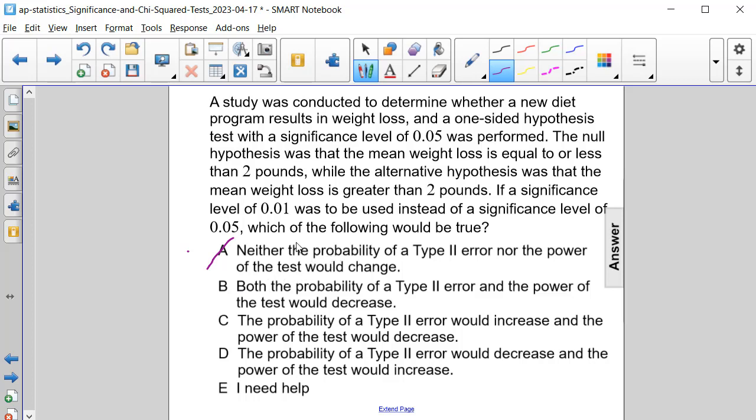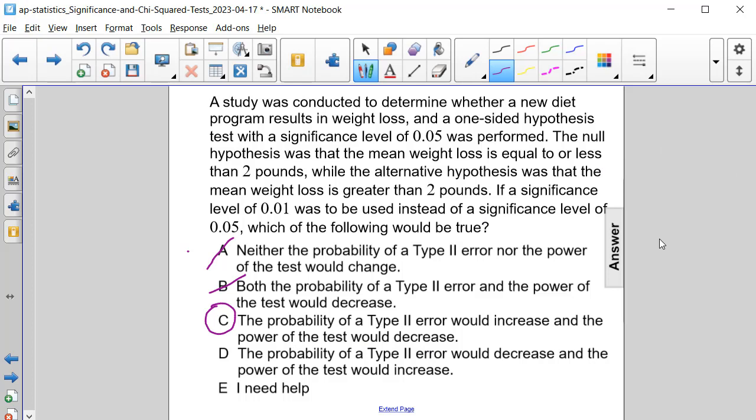Option B is incorrect because decreasing the significance level increases the probability of the type 2 error. And it would also require the power of the test to decrease. So because it increased the type 2 error, choice B can be ruled out because it's also not being decreased. That also tells us that the correct answer here is C. The probability of the type 2 error would increase and the power of the test would decrease.